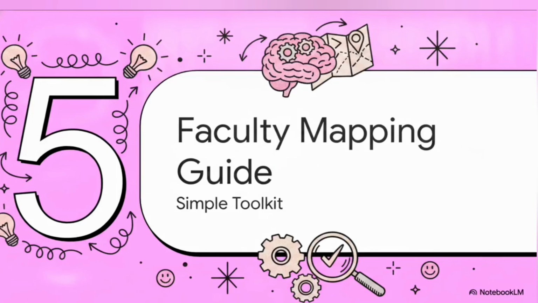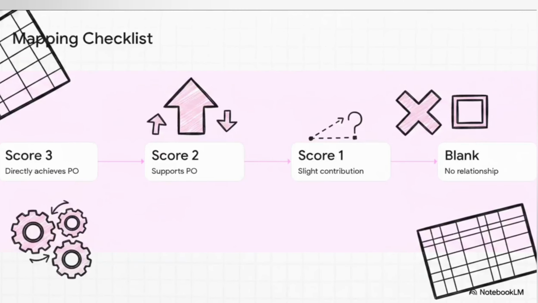And that brings us to Section 5, the Faculty Mapping Guide. So the crucial point is, how can faculty actually sit down and do this mapping without pulling their hair out? Well, the source material gives us this incredibly simple 4-step checklist. Just follow these steps when you're looking at your spreadsheet, comparing a course outcome to a program outcome.